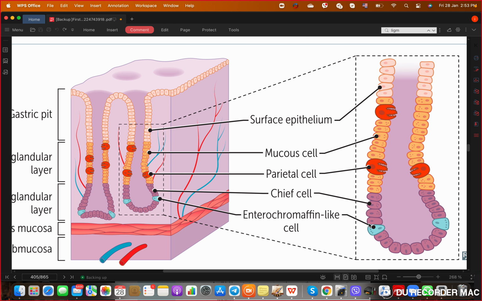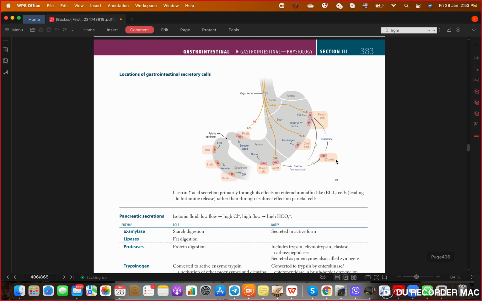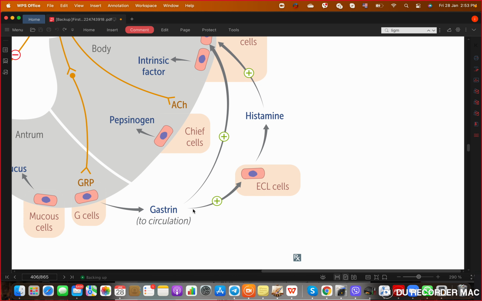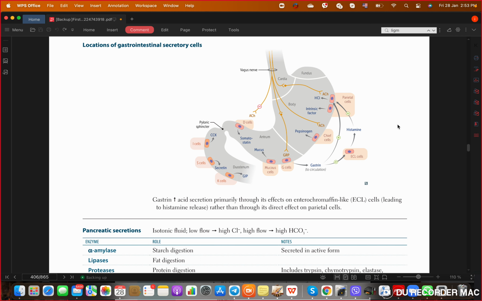What was the function of these guys? The enterochromaffin-like cells. Is this the one that releases histamine, doc? Absolutely, it's the one that produces histamine. Which pathway was stronger? Was it the one with the histamine or the other one? Hey, doc. Okay, does it bind to the H1 receptor or the H2 receptor?